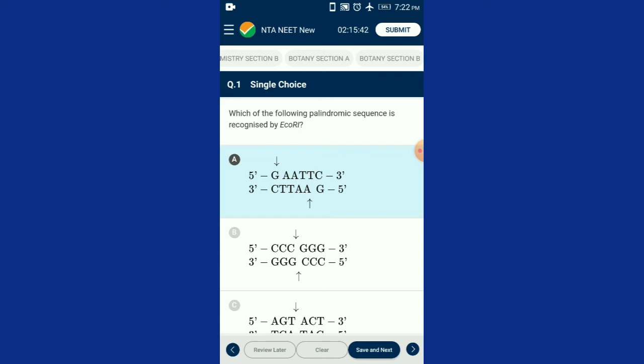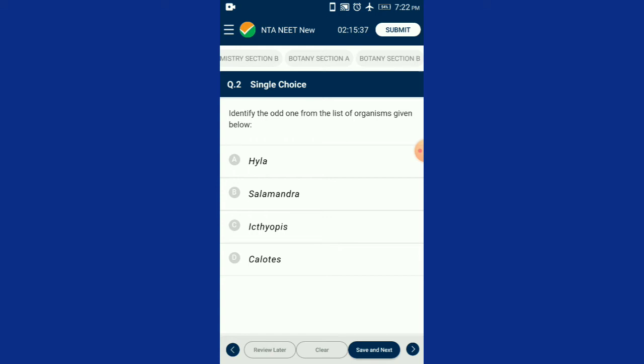Question number 2. Identify the odd one from the list of organisms given below. Hyla, it is commonly called as tree frog. Salamandra, it is commonly called as salamander. And Ichthyophis, limbless amphibia, belong to the class amphibia. Calotes, garden lizard, belongs to the class reptile. So the answer for this question is option D, Calotes. So it is the odd one from the list of given organisms. It belongs to reptiles.